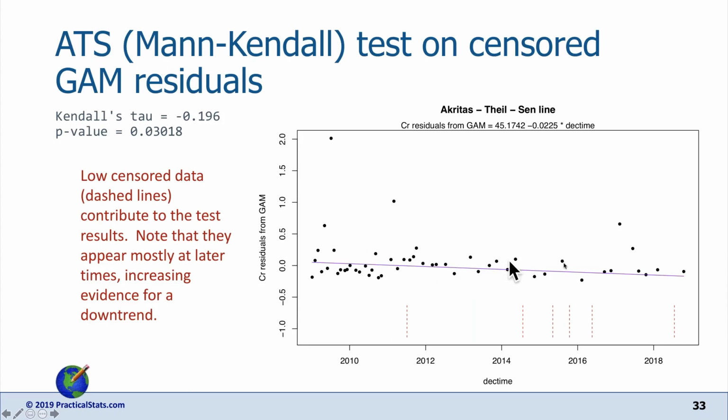So here are the residuals from that smooth, the ATS line that's fitted to it, the effect of the non-detects as well as the detected values. Kendall's tau is again negative, and the p-value is 0.03. So some of the downtrend that was there in the original data was subtracted out with the flow, so there must have been a trend of some sort in the flow, because it was 0.00 something before. Now the p-value is 0.03, not as strong, but it's still significant. So there is a downtrend, even when you account for the effect of flow.